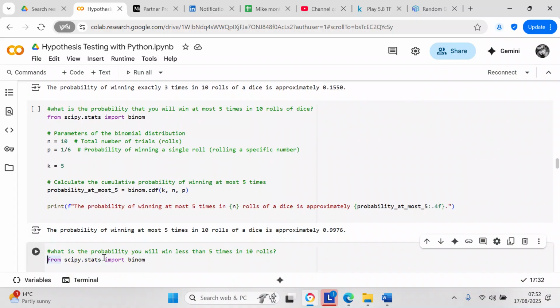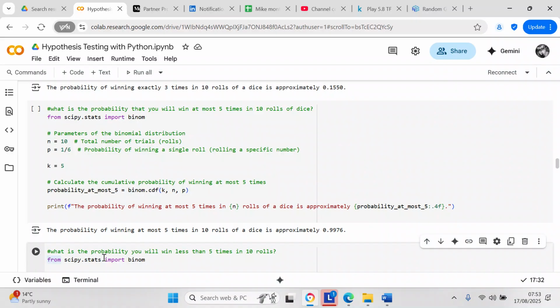The next question is, what is the probability that you will win at most 5 times in 10 rolls of dice? So again, from scipy.stats, import binom. Binom is the distribution that we're going to be using to solve this problem. n is the number of trials, it's 10. The probability of winning a single roll is 1/6, or 0.1667. k is 5, that's the number of times that you want to win.